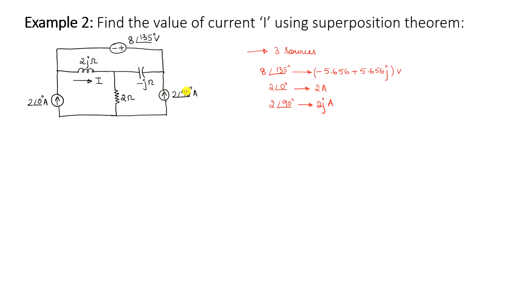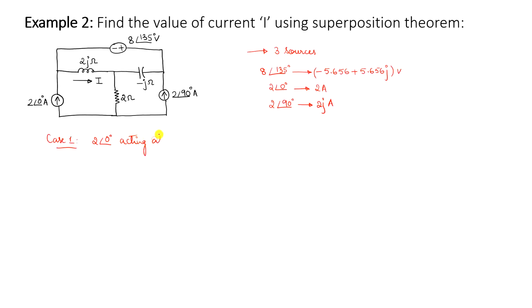Each of these sources have to be considered acting independently while the other sources are inoperative. So let me consider first the 2 angle 0 degree amps acting alone, and the remaining 2 sources, this voltage source and this current source, are inoperative. So if it is a voltage source which is inoperative, then you need to make it a short. If the current source is inoperative, it has to be made an open circuit. So case 1, I will consider 2 angle 0 degree acting alone.